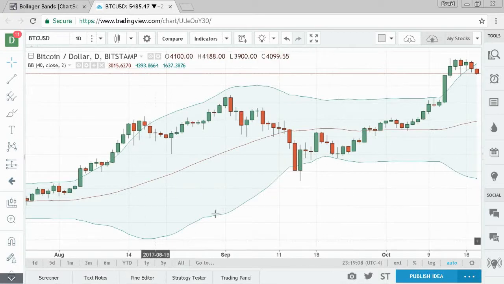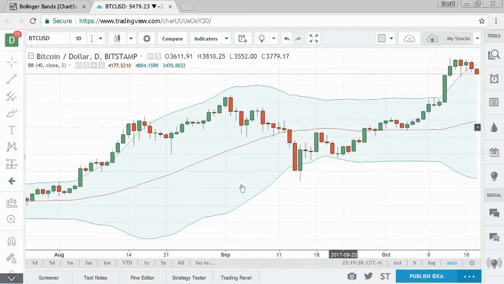If you use the bottom band as a buy signal and the top band as a sell signal, you might buy Bitcoin if the candle clearly closes below, makes a clear break below the bottom band. If it closes below it, you can buy it, and then wait until it closes above the upper band to sell it. And so you could have bought here and sold here for a nice profit on Bitcoin.